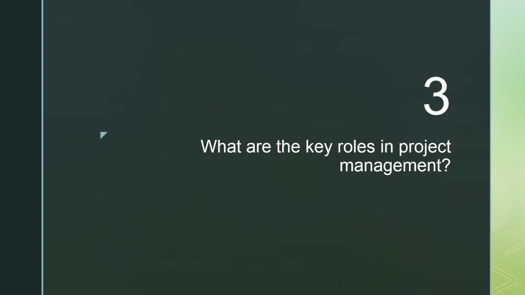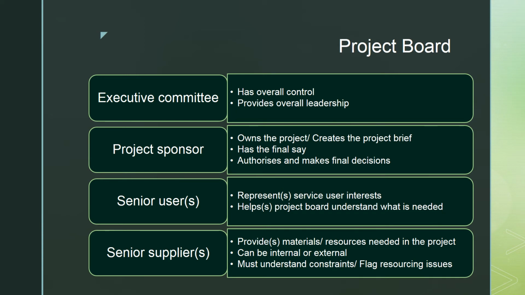Now, what are the key roles in project management? You have the project board. Now, at the onset, I want to highlight the fact that these roles may have different labels in different publications, so it depends on which book you read. But for purposes of this discussion, we have a project board, which consists of the executive committee, the project sponsor, the senior users or user, the senior supplier or suppliers.